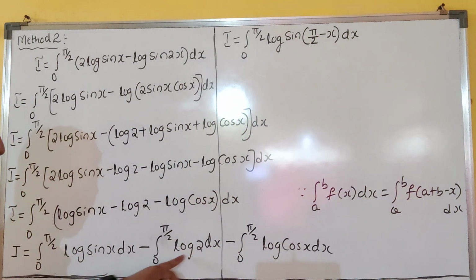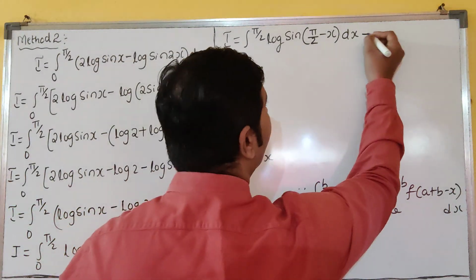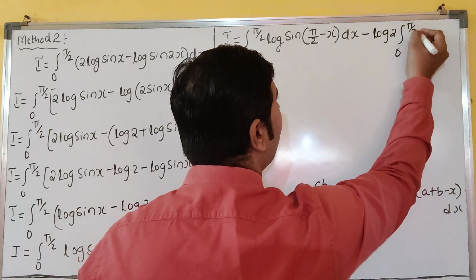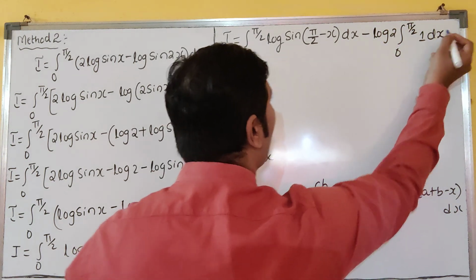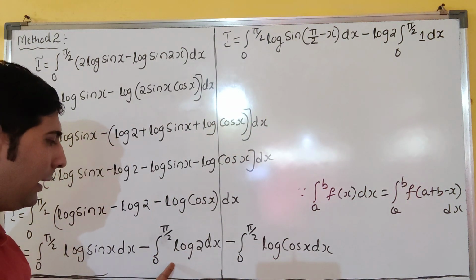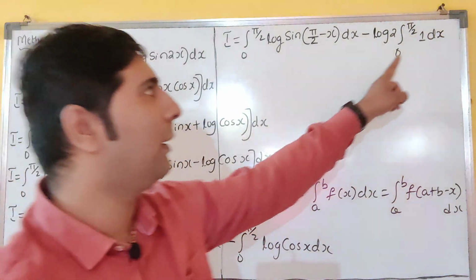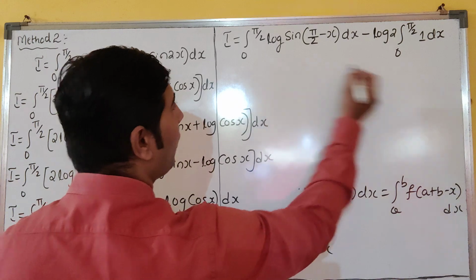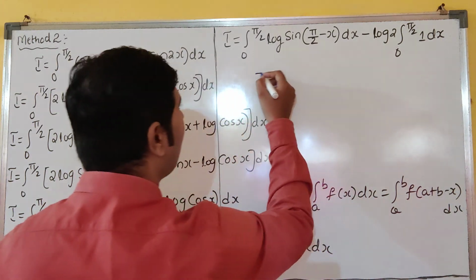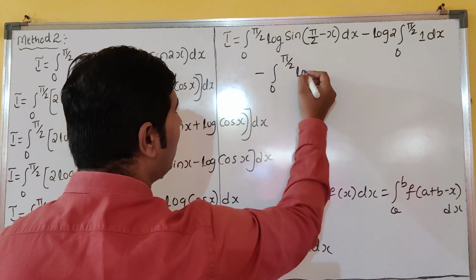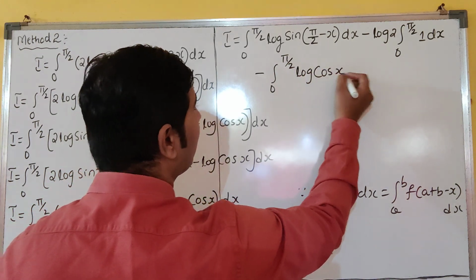log 2 is constant here, so log 2 you take out. It will become minus log 2 integration 0 to pi by 2. Nothing is there means 1 will remain inside. Clear? Log 2 is taken outside, and 1 into dx. So this I will write as this. So what is left now? I will write here minus integral 0 to pi by 2 log cos x dx.